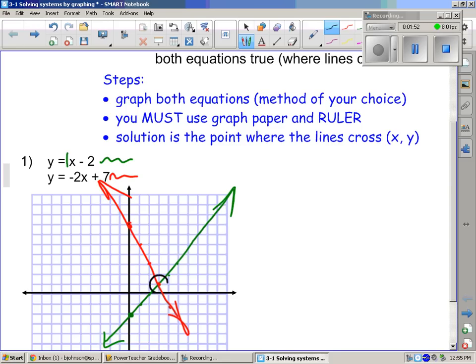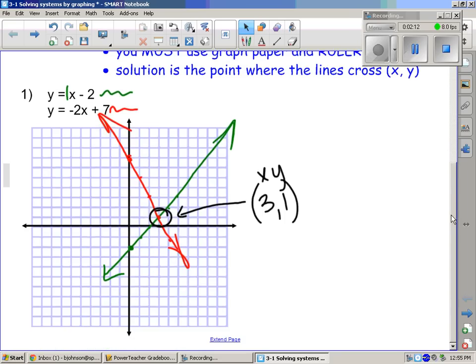And the solution happens where the lines cross, so I think that's right there. The coordinate at that point is 3, 1. That's the x and the y value that make both of my equations true. And if you ever want to check your answers, it's not a bad idea to plug that x and that y in, and it should make both equations true. I think that was it.